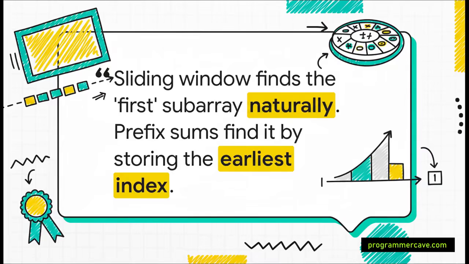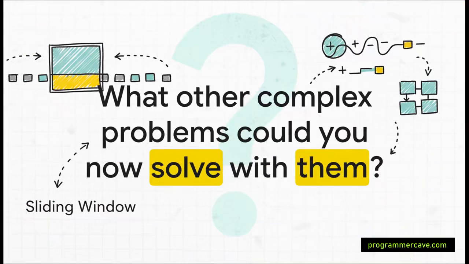With the prefix sum method, we have to be a little more deliberate. We make sure we only store the index for a prefix sum the very first time we encounter it. By doing that, we guarantee that any solution we find has the earliest possible starting point. So at the end of the day, picking the right tool is all about understanding the rules of your specific problem. Sometimes a simple constraint, like non-negative numbers, lets you use a brilliantly simple and efficient solution.